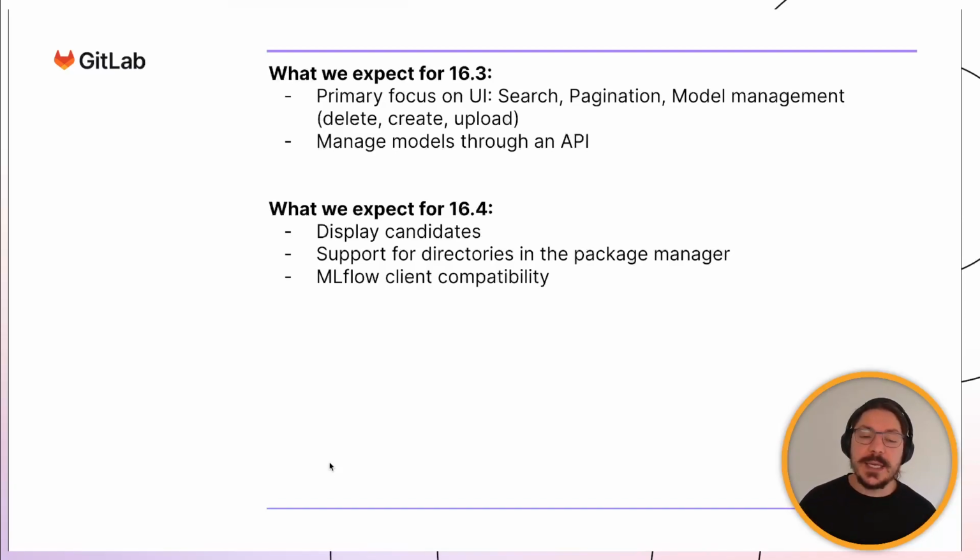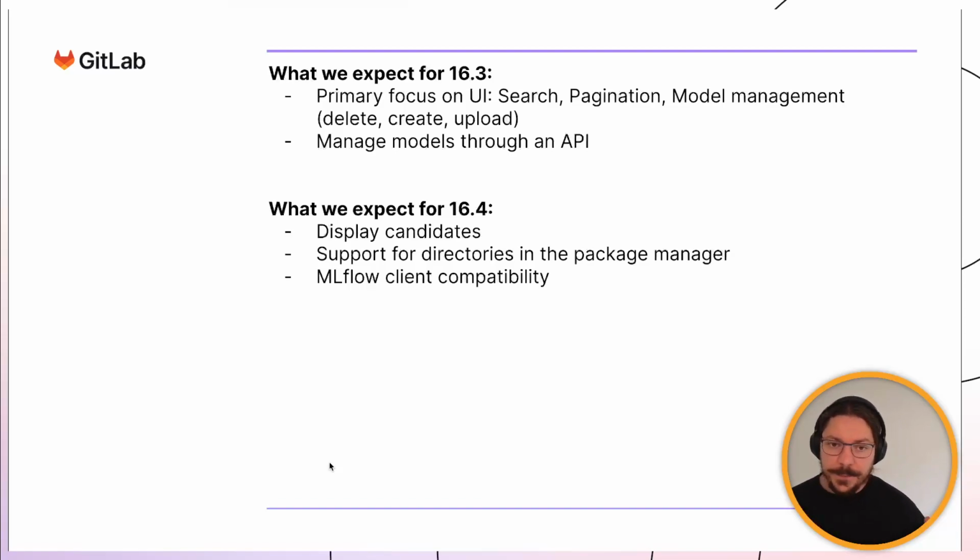We also want to make it easier to manage these models through an API. Right now, the only APIs that we have enabled are to upload and download files, but we want to do better than that. We want to allow users to create the models, change them, and manage them directly through an API: models, model versions, and candidates. This is what I expect for 16.3.